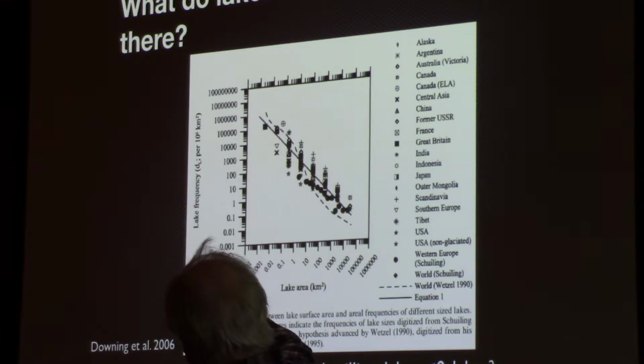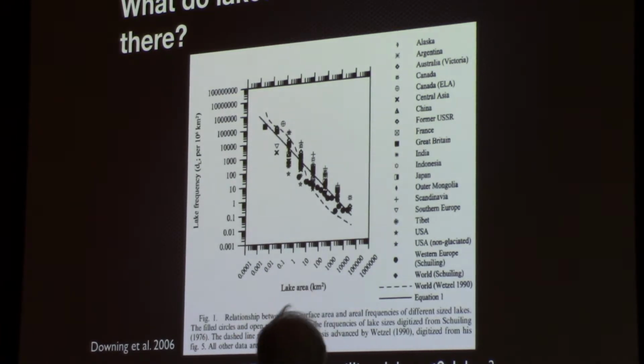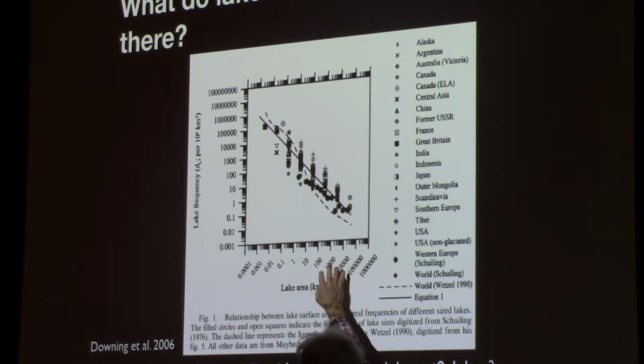So on the y-axis is lake frequency, and then on the x-axis is the size of the lakes, the lake area. So what this says is we have a lot more small lakes than we have large lakes.